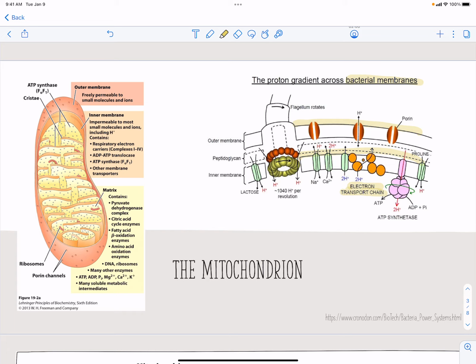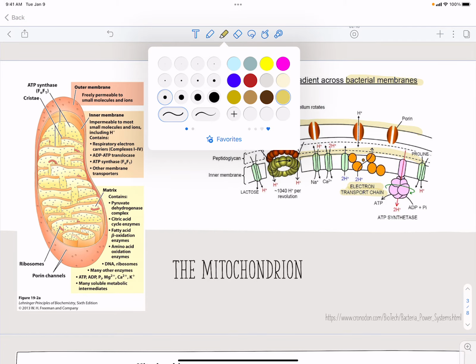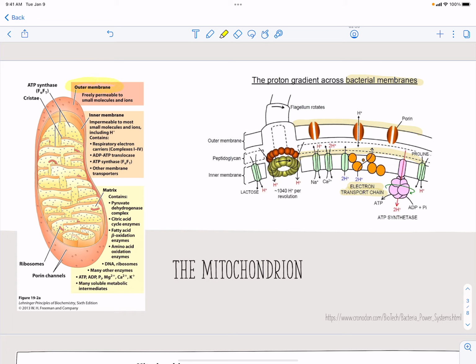Our mitochondria look similar to a gram-negative bacteria, and the mitochondria have 4 important structures associated with them, and these are going to be the outer membrane structure, the inner membrane structure, the matrix, and then also the inner membrane space. Now, the inner membrane space is going to be where protons are going to be pumped against a gradient, and that's going to generate the potential to make ATP.